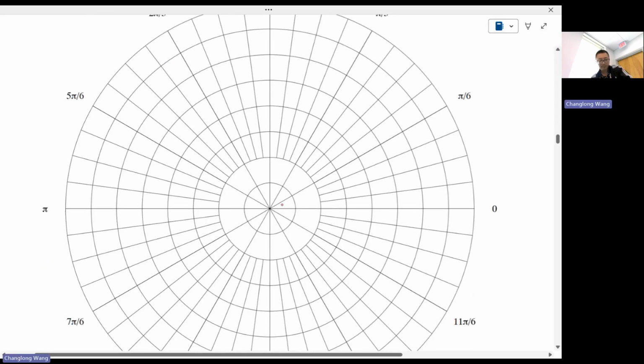So I need 2 units. Again, I'll start from the pole and follow the polar axis. So this is 1, that's 2. And what is pi? That means you're going to go around, that is 180 degrees, or pi radians. That means you're looking at a point right there.